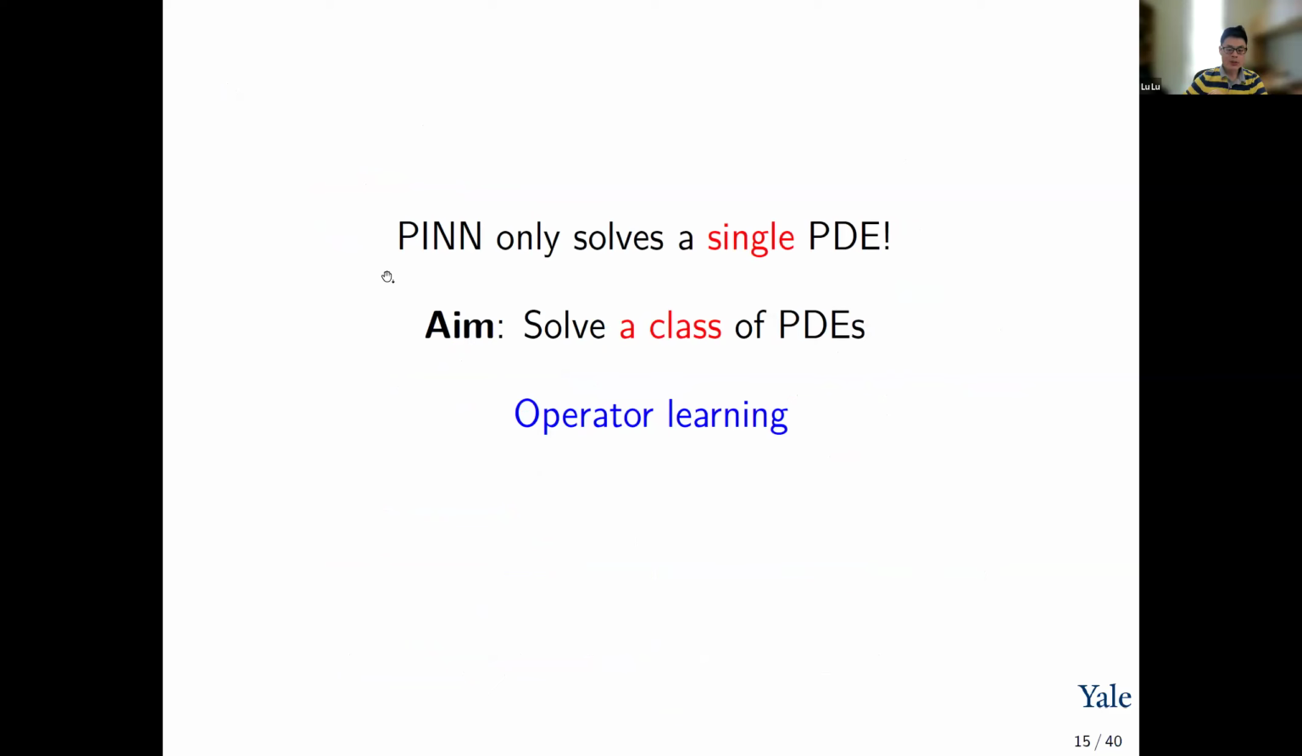But in PINNs, we still have one limitation: each time we train a single PINN, we can only solve a single PDE. For example, as shown for the biological problem, each time when we have a new material, I have to retrain my network from scratch, which could take from minutes to 2 hours, depending on how complex the specific problem is. So in the next stage, we try to solve a class of PDEs simultaneously. This is called operator learning.